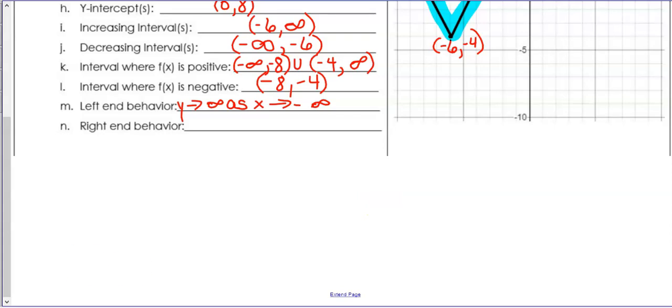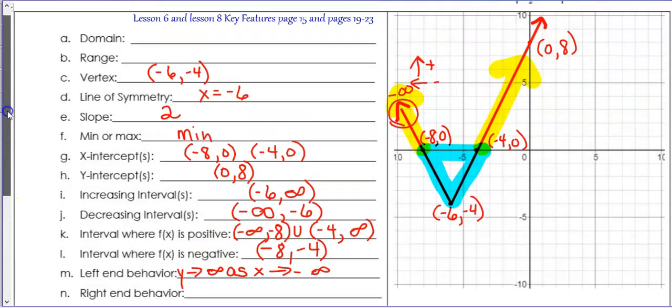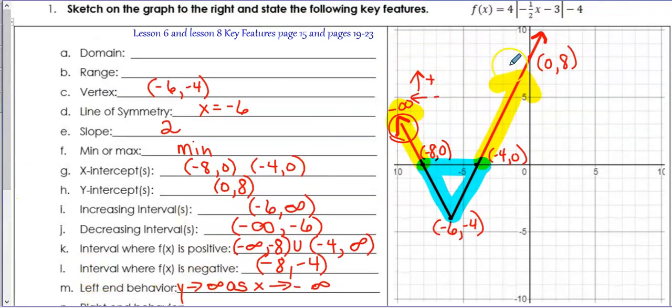And then on the right side, and I changed it to left and right because I think we should do left and then right. It's pointing up and to the right, so that's positive, positive.